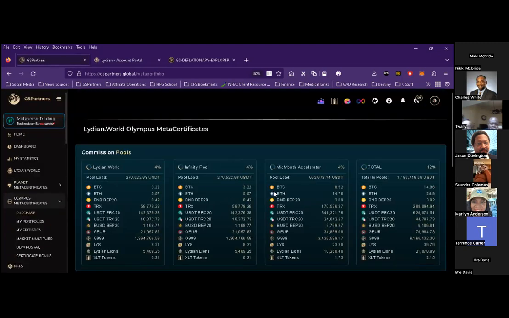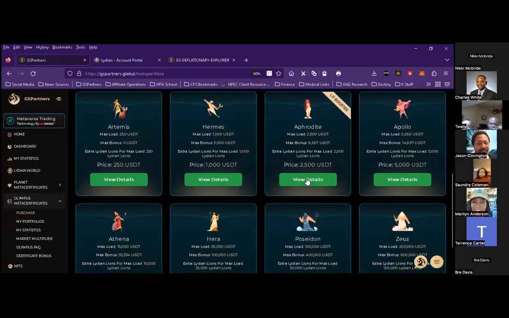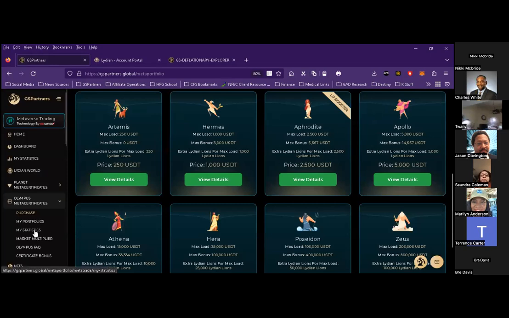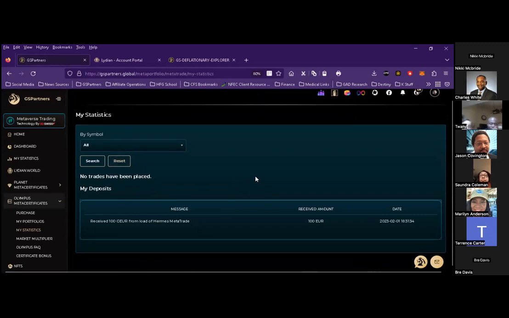Under purchase, this should be a very, very familiar site for you. You can take a look at all of them, including whichever one has the LP booster on it, and note the bonuses and all that stuff here. Your statistics, this part is only for when you want to load your MetaTrade. Your MetaTrade is part of each one of your Olympus certificates. If you're not familiar with that, then you're not going to really have any information here. You can ask about this a little bit later.